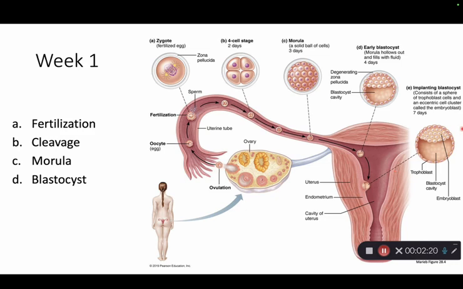These early mitotic divisions that are occurring do not increase the overall size of the embryo, but they create smaller cells with a higher surface to volume ratio. This will facilitate nutrient uptake and waste elimination, which is necessary for survival of the conceptus prior to implantation.